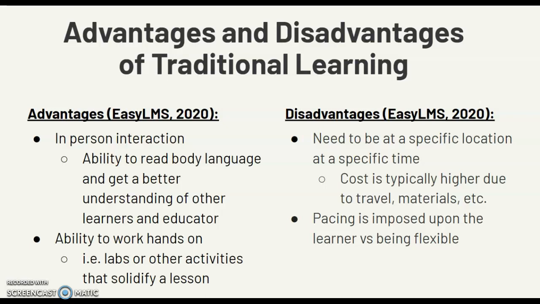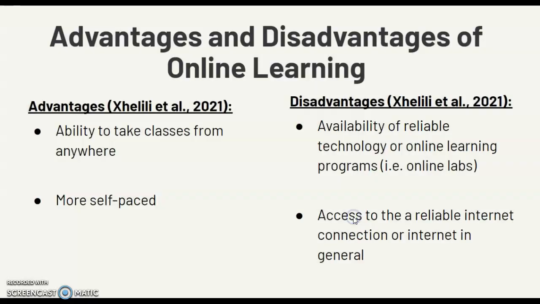Another is pacing imposed upon the learner versus it being flexible and online. So again, with pacing in a traditional setting, you do have to be in the classroom. You typically have assignments due in the classroom at a specific time versus online. While you still do have due dates, typically the due dates are front loaded, so that way you can work on them at your own pace, which is nice.